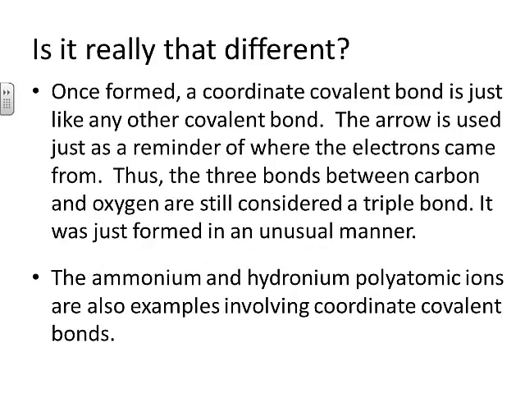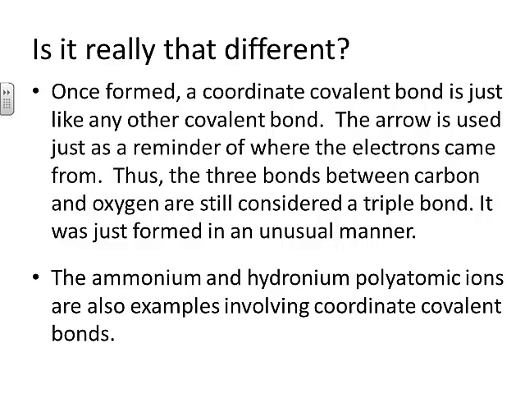Now, once it's formed, a coordinate covalent bond is just like any other covalent bond. The arrow in the diagram is just used as a reminder for us as to where the electrons came from. So the three bonds between carbon and oxygen are still considered just a triple bond. It was formed in an unusual manner, to be sure, but it's still just a triple bond.